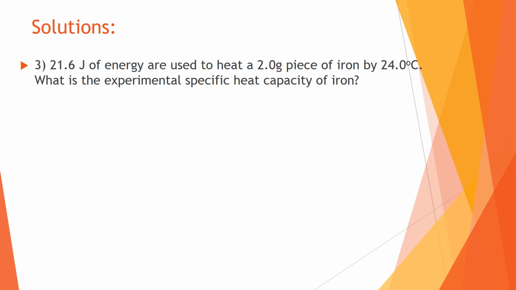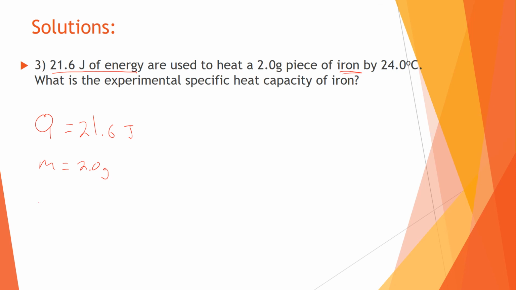The last question here, we're dealing with iron. Iron is not water. It's not going to have the same specific heat capacity. In fact, we know that it's much lower, right? It takes less energy to heat up iron than it does water. So this one's a little bit different because they're telling us how much energy they used. They're giving us Q. 21.6 joules of energy was put into a 2.0 gram piece of iron.